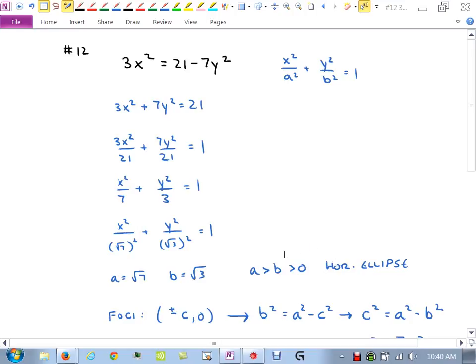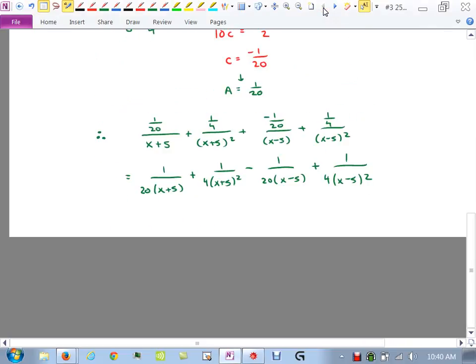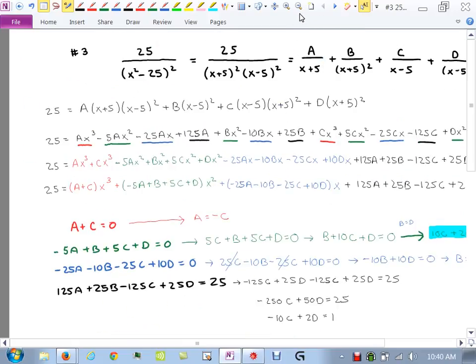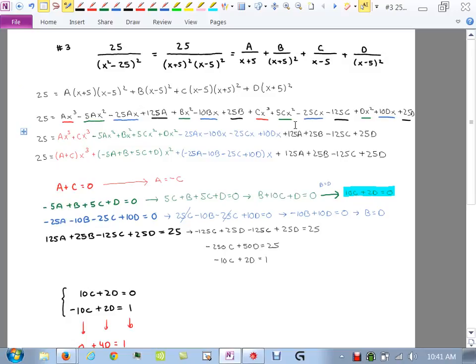I've been asked to review a couple of the problems from Exam 1. So the best way I think I could do this is to actually walk through the solution to each of these. First of all, number 3 is asking you to do partial fraction decomposition. So let me do my best to try and walk you through this.